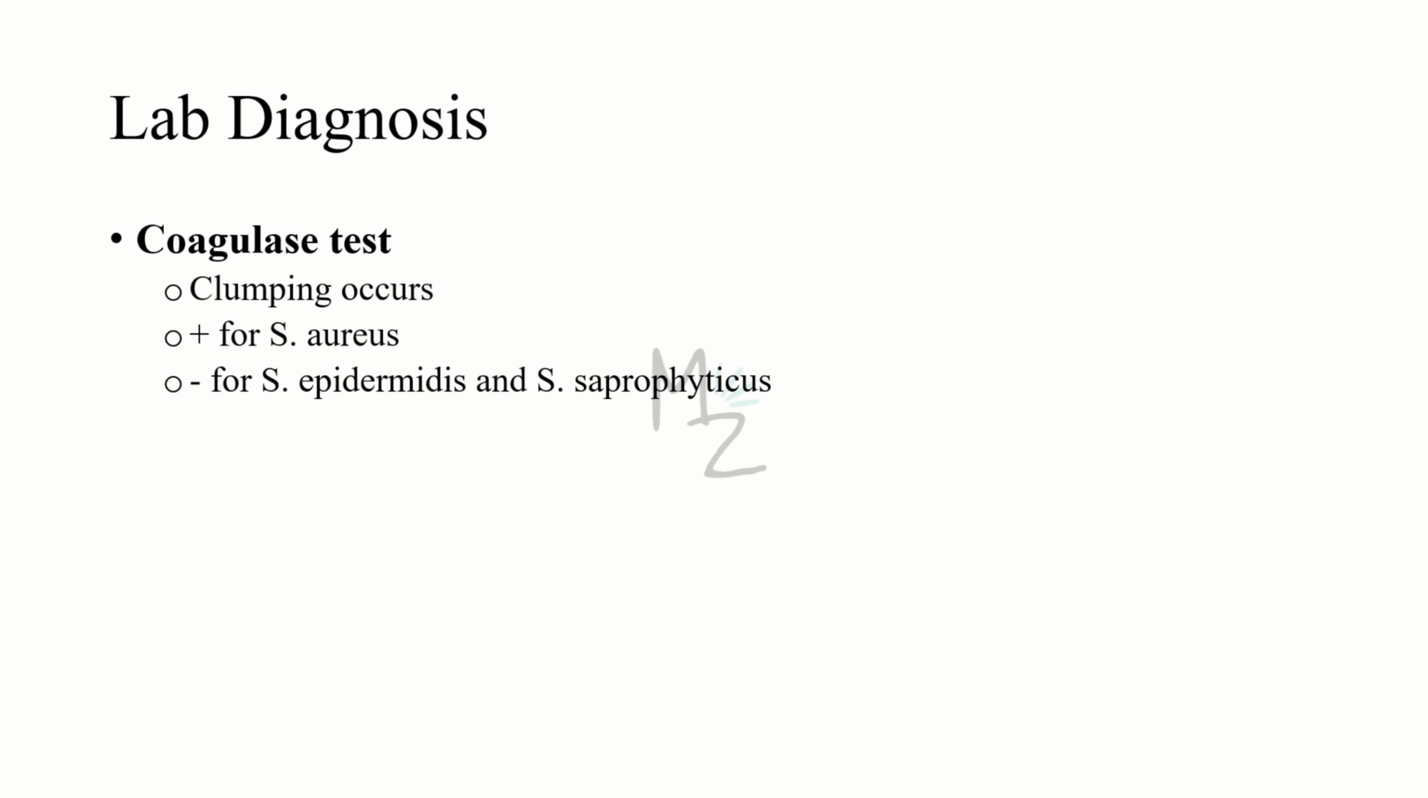There are three staph bacteria, and all are responsible for causing different diseases. So how are we going to differentiate them? Here, the coagulase test comes into play. It is confirmed by clumping. It is positive for Staph aureus but negative for Staph epidermidis and Staph saprophyticus.